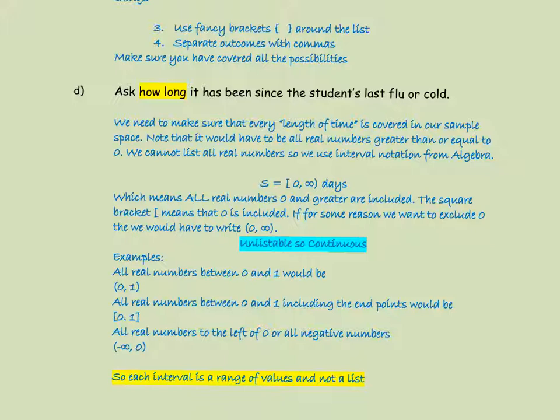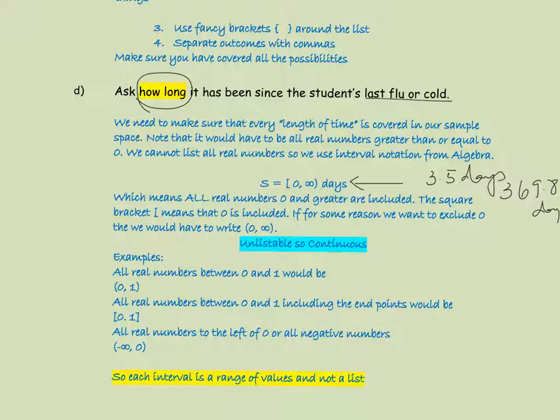Now the next question is, how long has it been since the student's last flu or cold? Now here is a problem or a question for which the answers cannot be listed. Think of all possible answers. What we're doing here is measuring the length of time. Now time could be given in hours, in days, in months, in years, and then finally we convert it all to days, any one particular unit of measurement. And then it's possible that the answers are like 3.5 days or 369.8 days. Now any one of these could be possible answers. So we cannot list all possible outcomes.